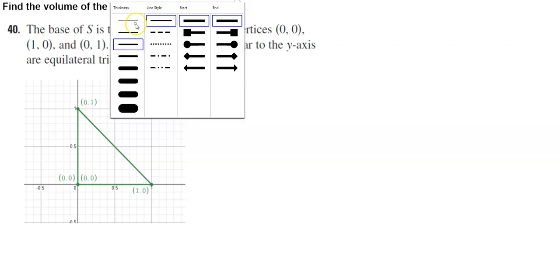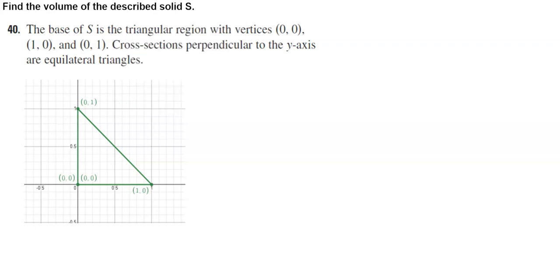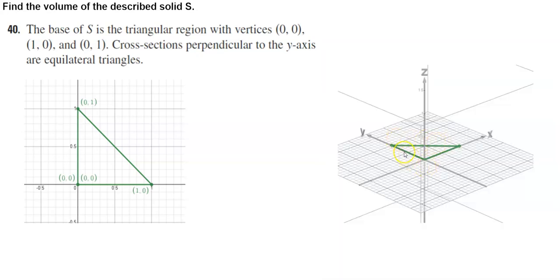So what we want to take a look at is the following. Over here we have our three-dimensional look. Here is our y-axis, and you can see it goes all the way to this point, (0, 1), and there's our x-axis that goes to (1, 0), and so here is our region. They're asking us to make these cross sections perpendicular to the y-axis equilateral triangles.